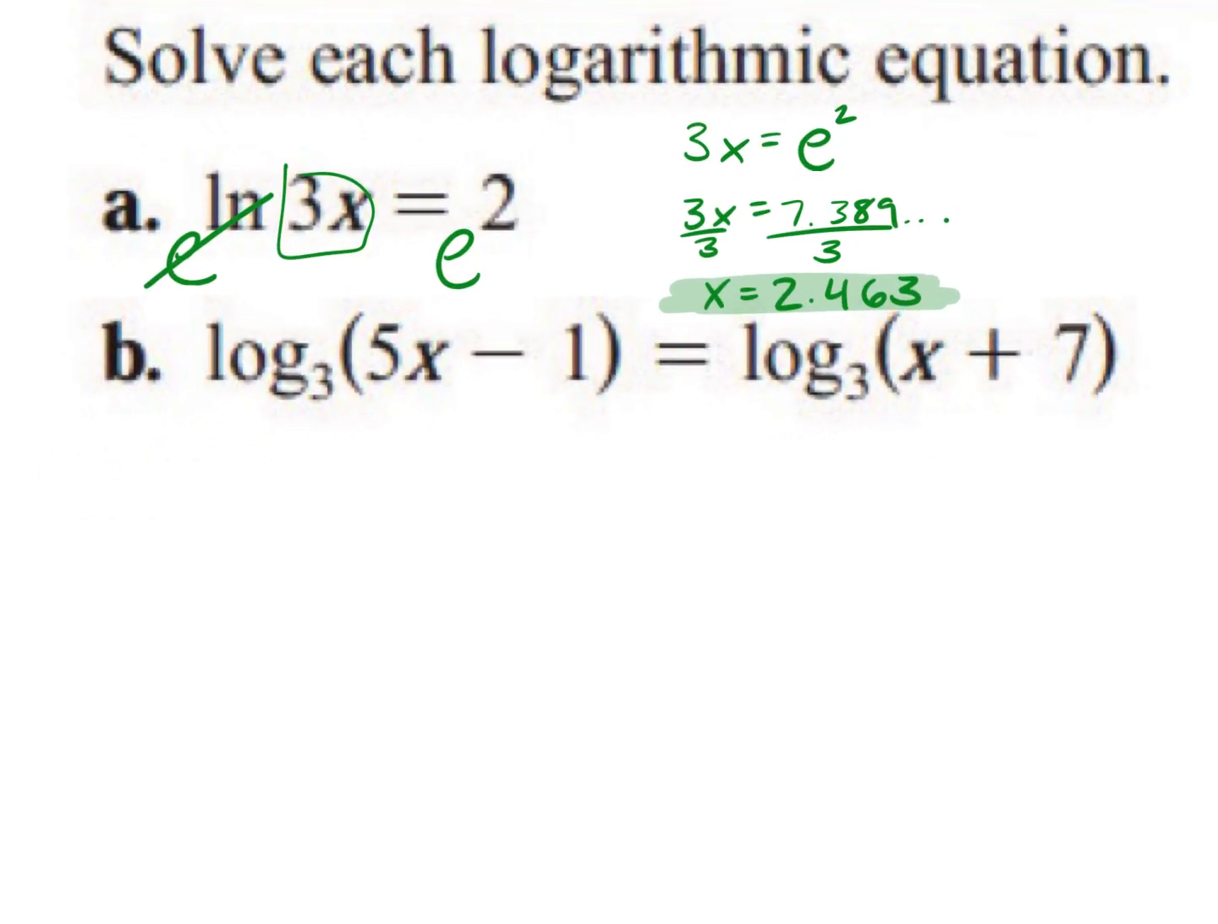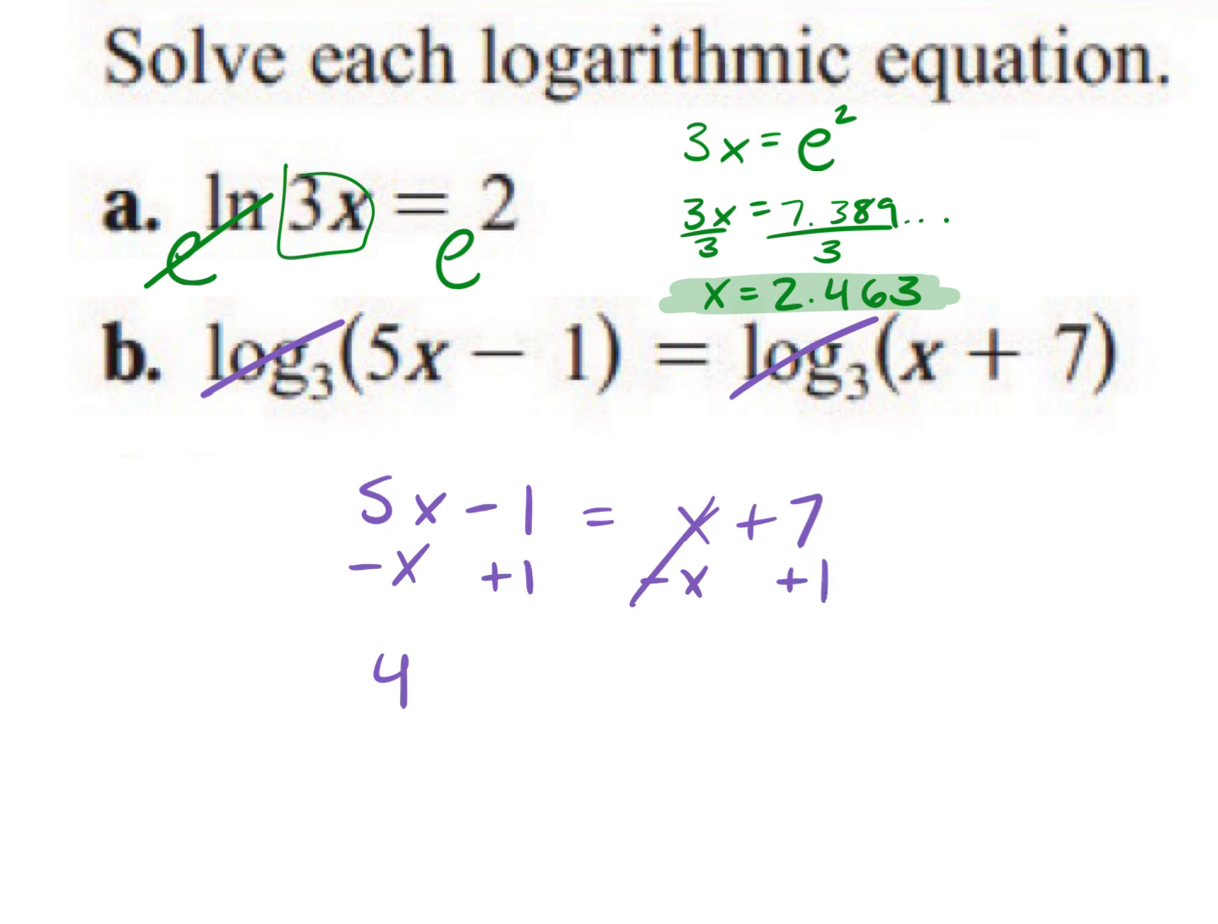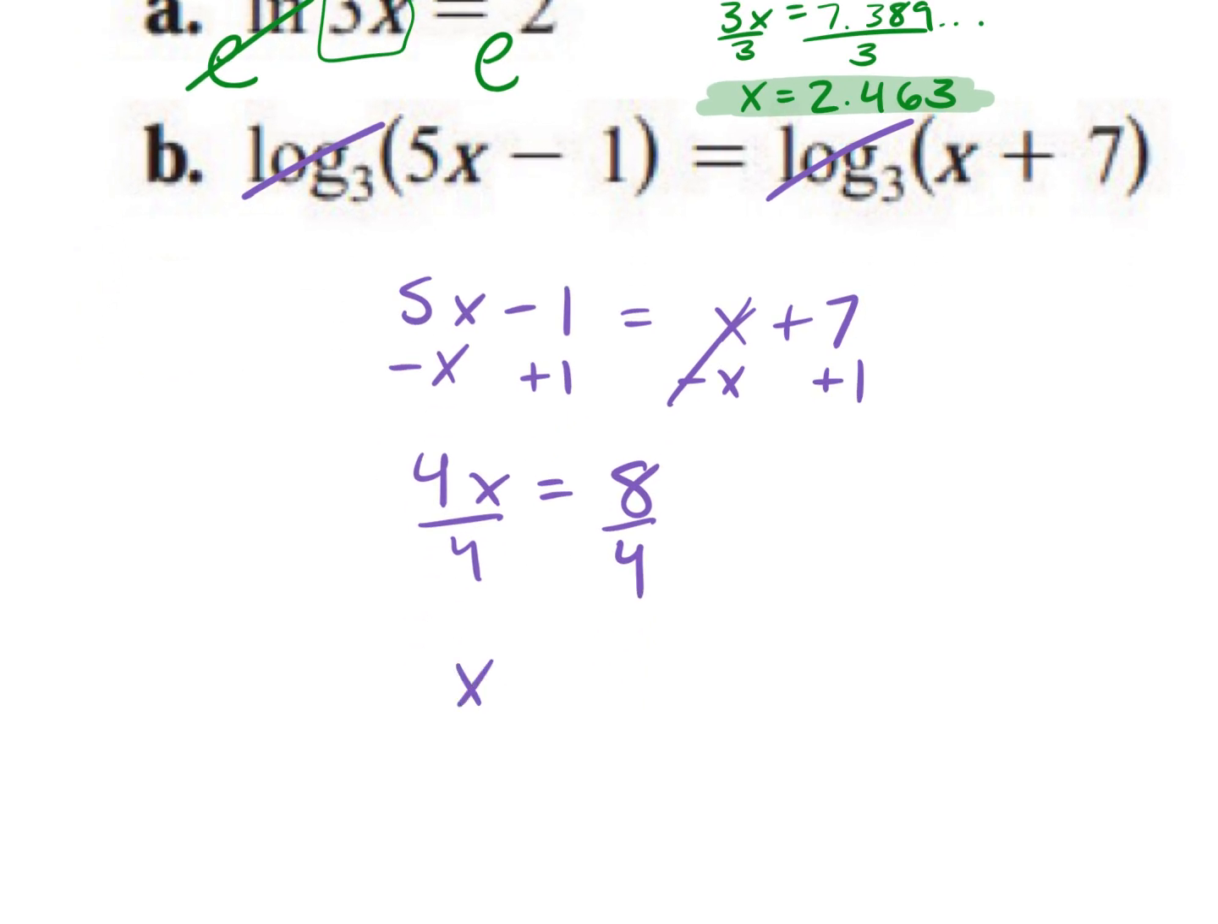All right, what about for b? What would we do for b? If we have a log equals a log, what can we do? Cross them off. And then we just set what we're taking the log of equal to each other. So 5x minus 1 equals x plus 7. Then we just solve for x like normal. So subtract x on both sides. And we can add 1 to both sides. So 4x equals 8. And divide by 4. So x equals 2.